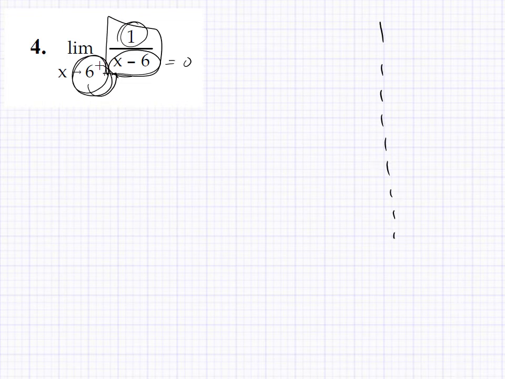And if it's a vertical asymptote, as you approach 6 from the right, which is that plus sign says from the right, your function has two options.